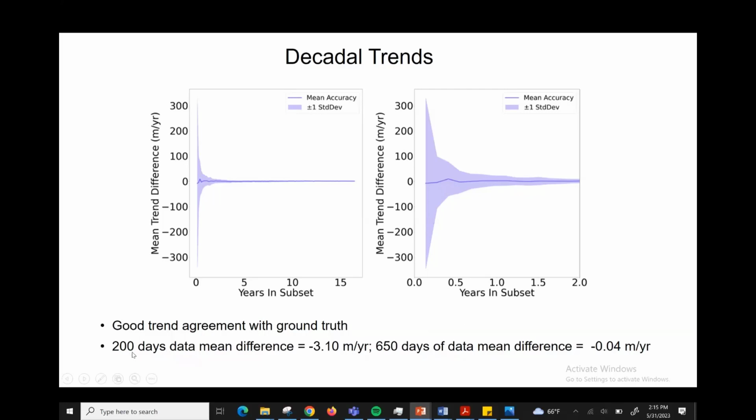For example, this plot showing with 200 days of data, your mean difference from the ground truth trend is about 3 meters per year. But after you hit that nearly 2-year mark, your mean difference shrinks to about 4 centimeters per year. So this is basically saying that, with this amount of data, we can sift through the noise and produce reliable trends with a free satellite data source.